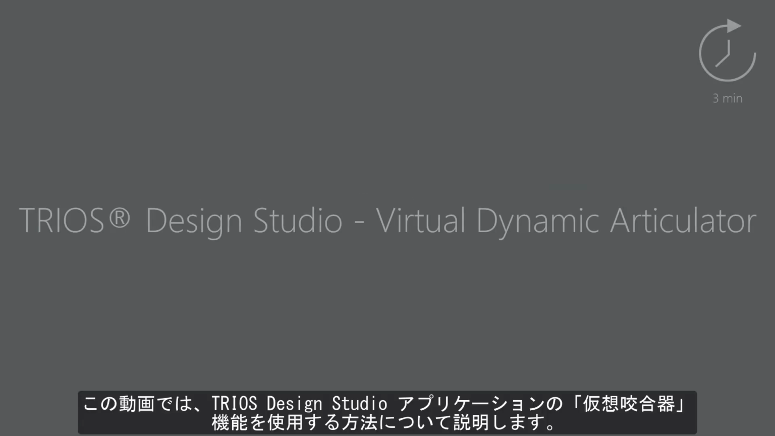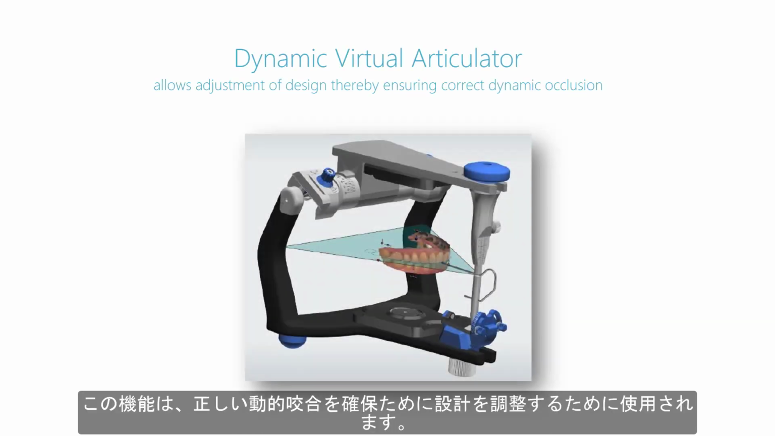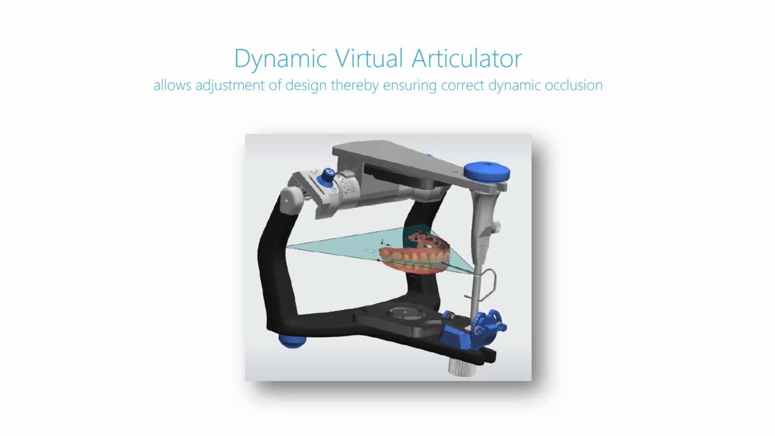While watching this video, you will learn how to use the Virtual Dynamic Articulator in the TRIOS Design Studio application to adjust your design to ensure correct dynamic occlusion.